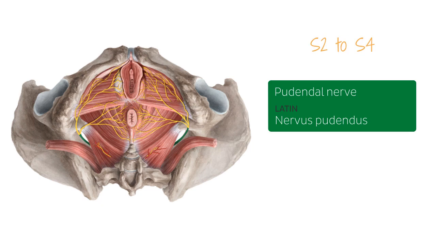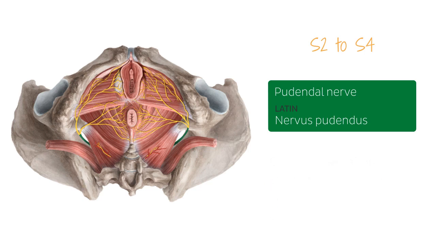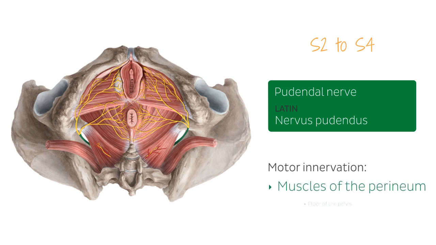You can also guess here from this image that it will be providing sensory innervation to external genitalia, including the skin around the anus and also the perineum. It will also be providing motor innervation to the muscles of the perineum and the floor of the pelvis. Now the pudendal nerve leaves the pelvic cavity through the greater sciatic foramen, which you can see here also in this image, and then enters the anal triangle of the perineum.